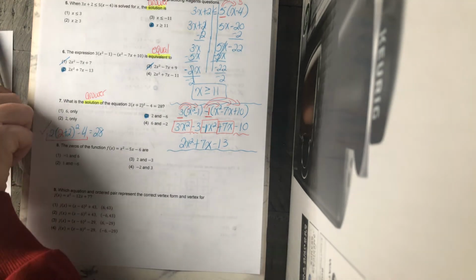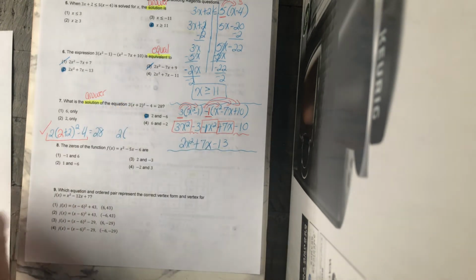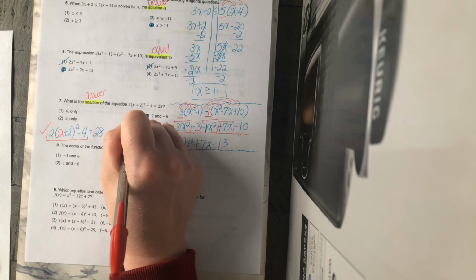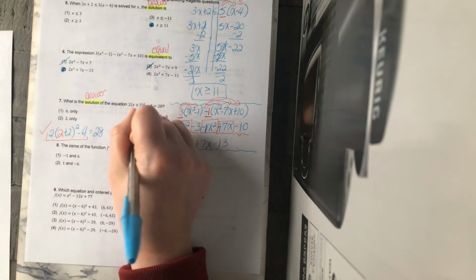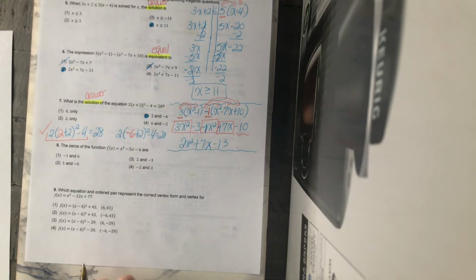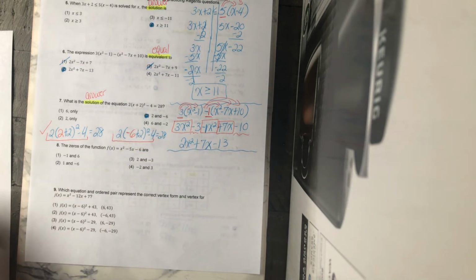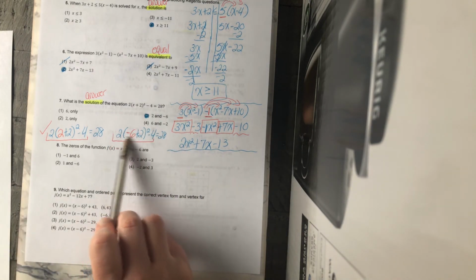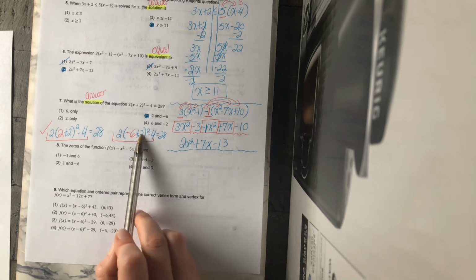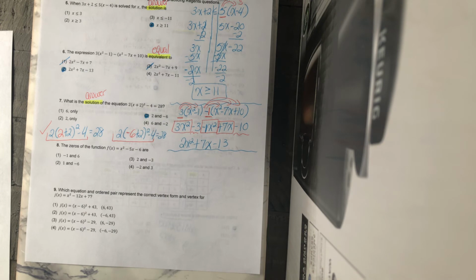Then I'm going to do it again, only now I'm going to do 2 times, not x plus 2, but negative 6 plus 2, squared, minus 4. And again, that should also be equaling 28. So again, if you were to type this into your calculator on the regular screen, you should be getting the number 28. So since again, it's equal on both sides, I know that both of these answers would have been true for number 7.